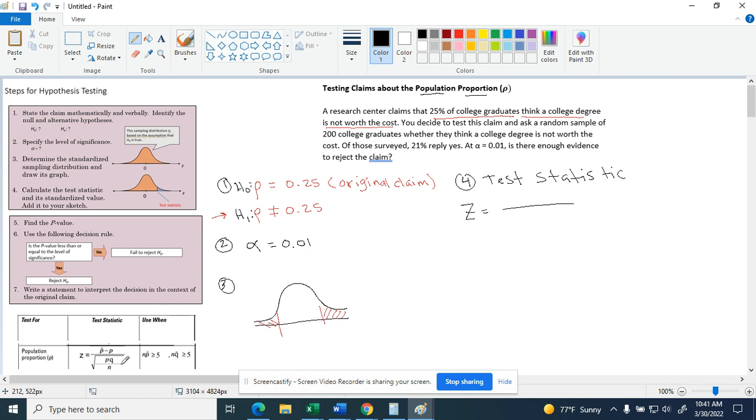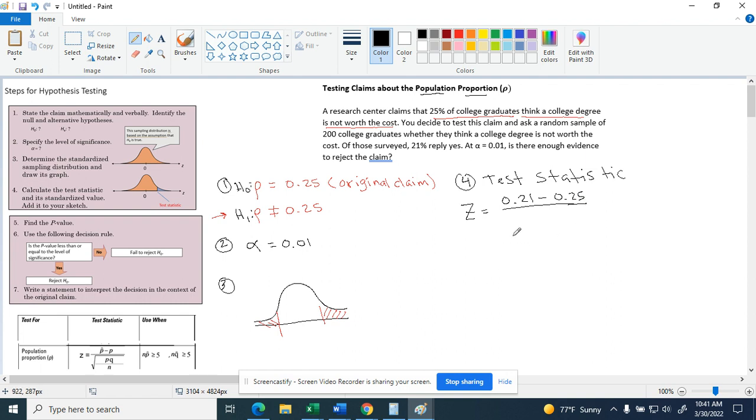Now, the formula says P hat. What is P hat? P hat is the percentage of the sample that say yes in the question you ask. And in this case, you can see here it's 21%. So I'm going to write 0.21 minus P. What is P? Look at step 1. Look at H0. P equal 0.25. That's what you're going to put there.